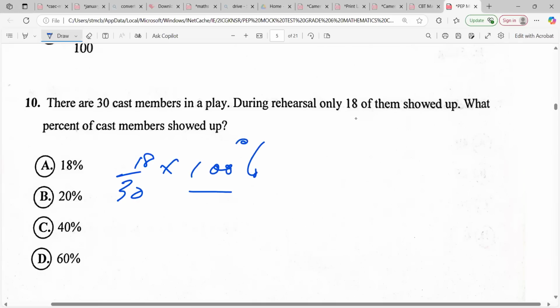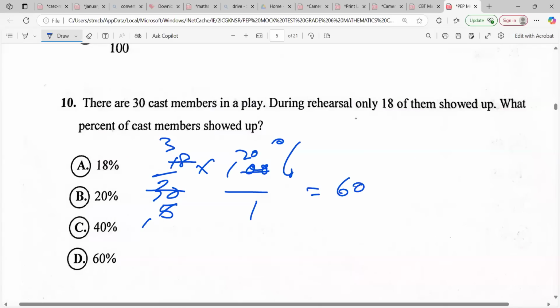And you're going to find the highest common factor of 18 and 30, which is 6. So 18 divided by 6 is 3, and 30 divided by 6 is 5. When you divide 100 by 5, you get 20. And you multiply the 20 by the 3, which gives you 60%. Hence, my answer is D, 60%.